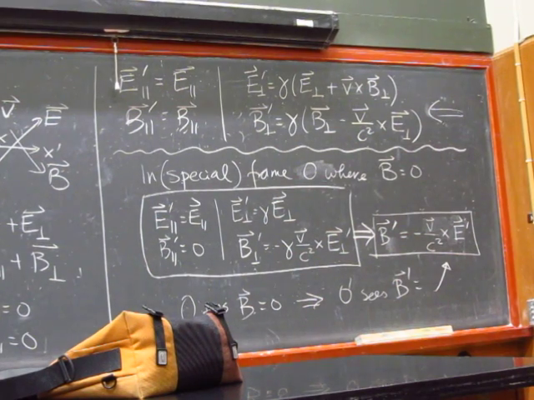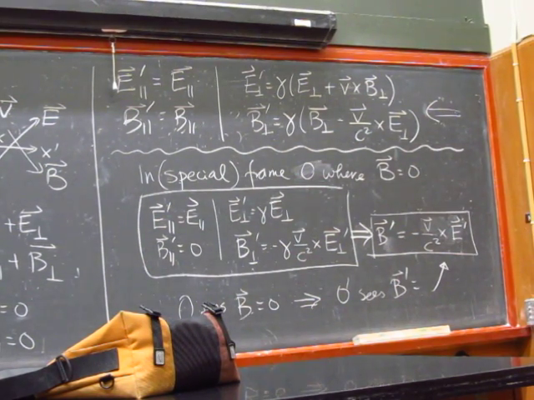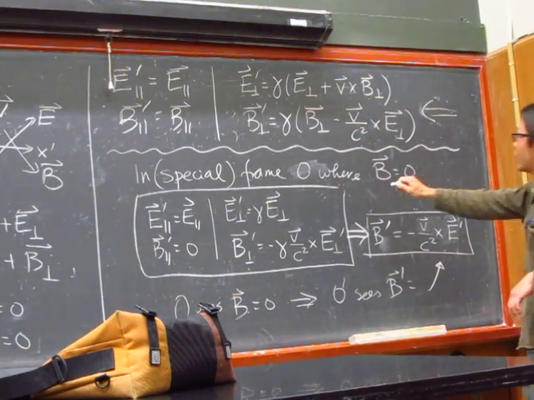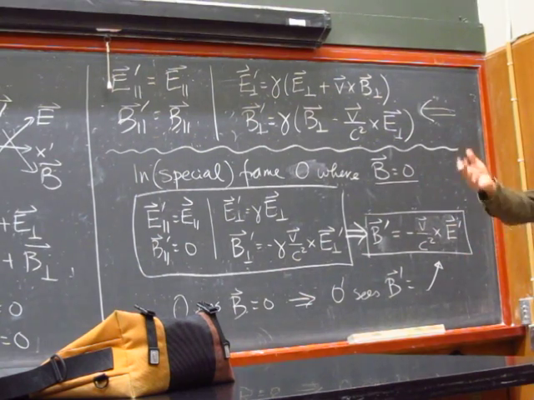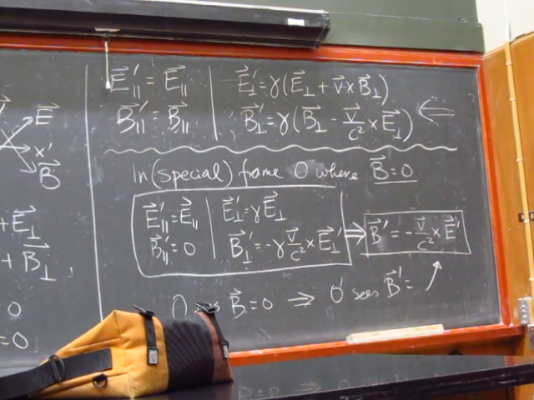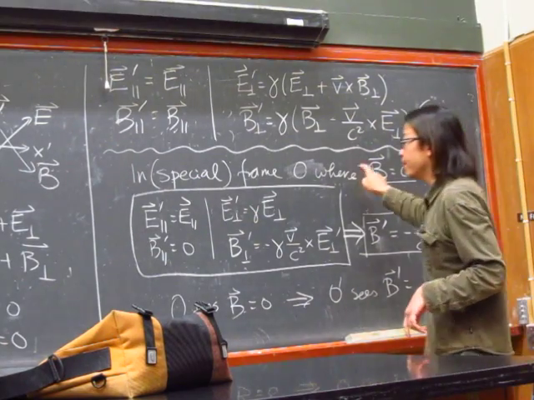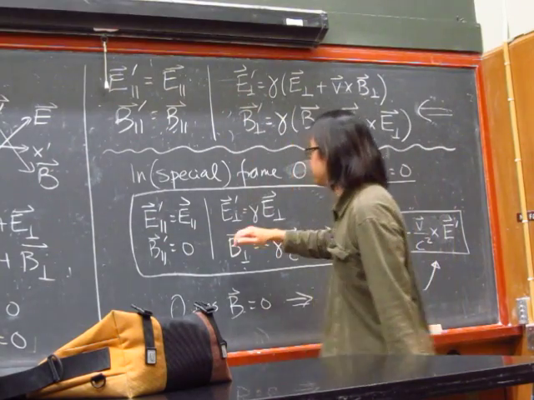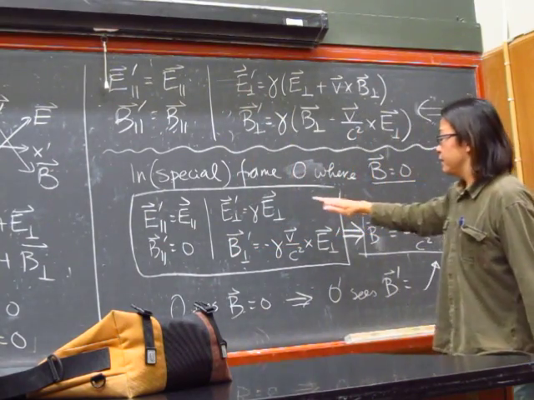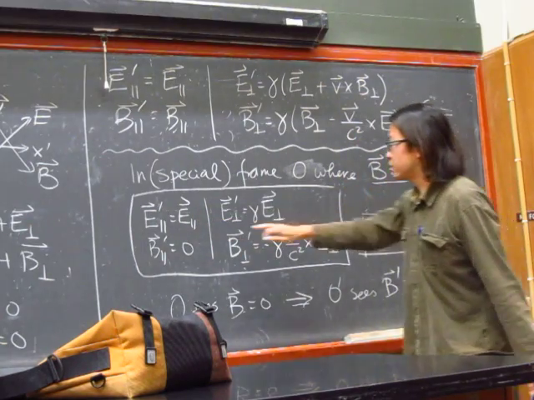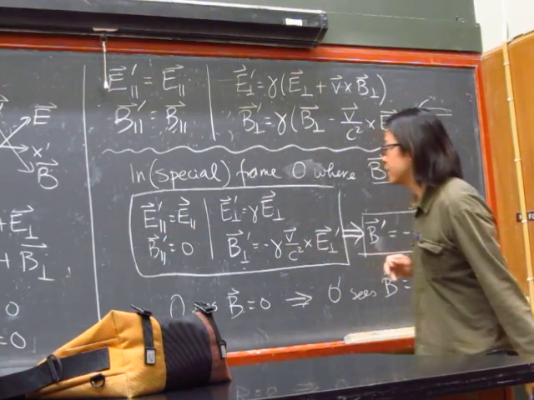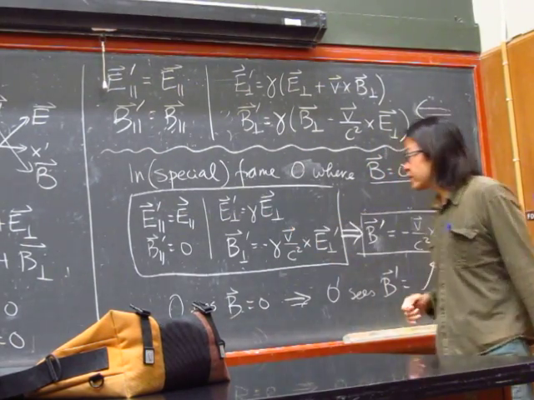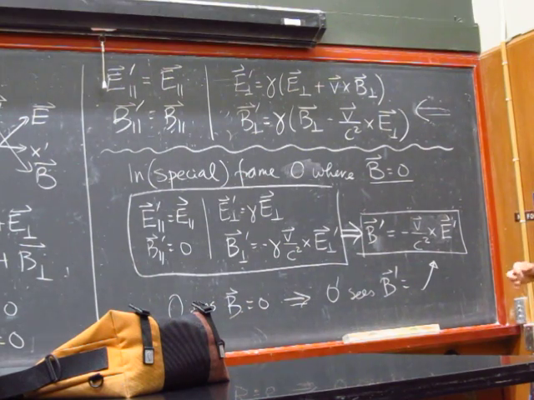Now, I just want to consider two special situations here, which is relevant for the next chapter. In a special frame O, where the B field is 0, say if I just have a stationary proton in the O frame, then just plugging this into this formula, you'll see that everything is trivial. So we know the parallel electric field is the same, the transverse electric field is enhanced by a factor of gamma. This we know already from chapter 5.